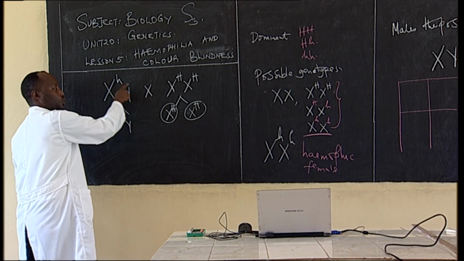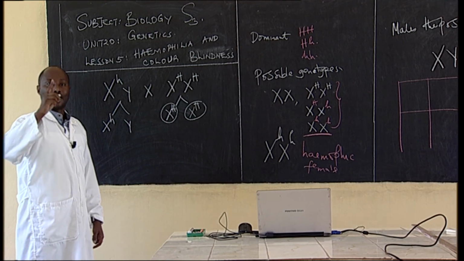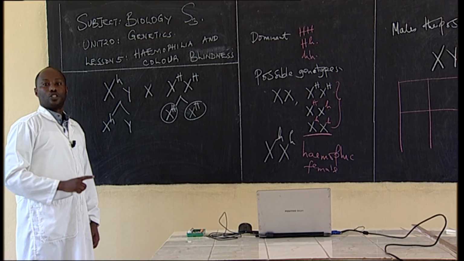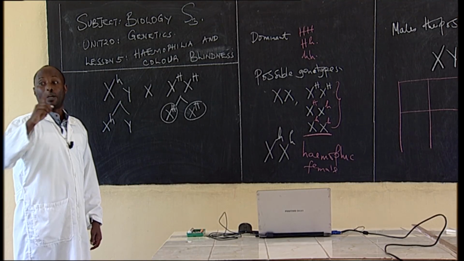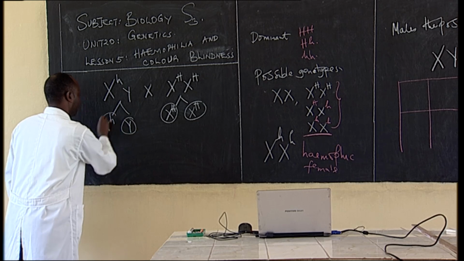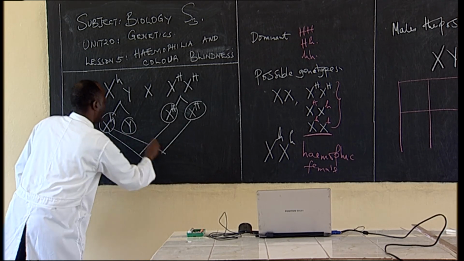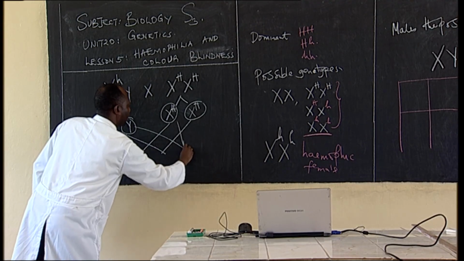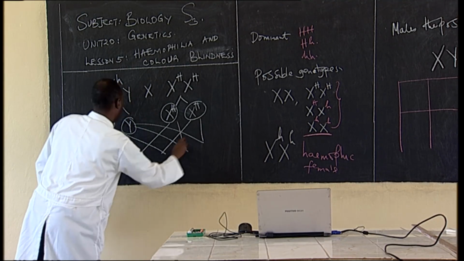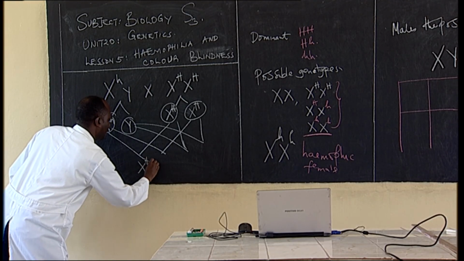Don't ask me for a superscript on Y, because we said Y in biology is genetically empty. It does not carry any linked genes. There's no linked trait on the Y chromosome, because it's also very short. If you draw it very clearly, okay? I will be having X, H capital and H small.